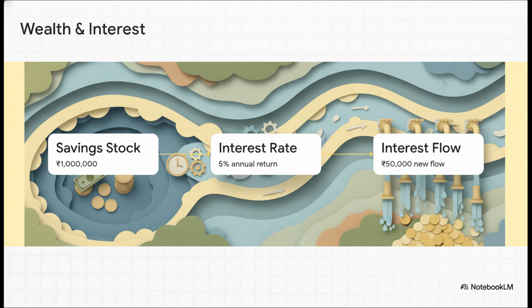Suppose your savings stock has grown all the way to 1 million rupees, and let's say you're getting an interest rate of 5%. That static stock of 1 million rupees now generates a brand new annual interest flow of 50,000 rupees. A larger accumulated stock naturally generates a much larger flow. This is exactly why building capital is so incredibly powerful. Your stock basically starts opening up its own faucets.